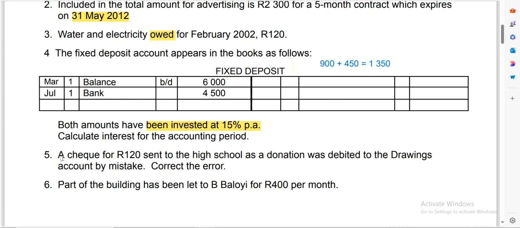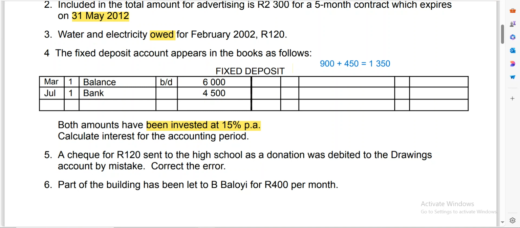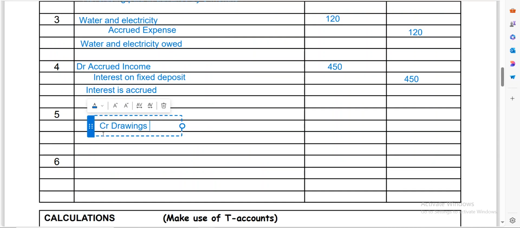If they debited the drawings by mistake, it means that for now we would have to credit the drawings to correct that mistake. So we're going to say in terms of this one, we will say credit drawings, and then we need to think about what was supposed to be debited. So remember here they said that this money was sent as a donation. So what must we do then? We credited drawings. So now we want to do the right thing because we corrected the mistake. We were supposed to debit donations. So even here we're going to say debit donations.